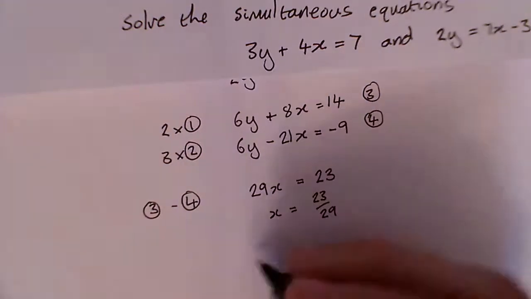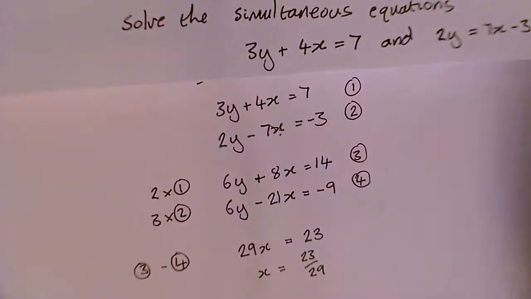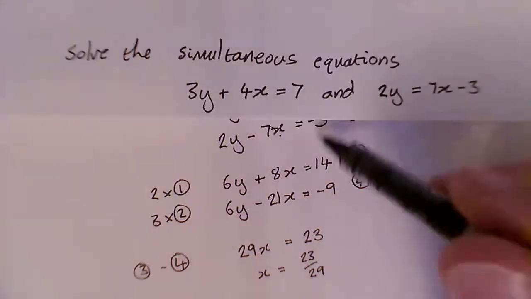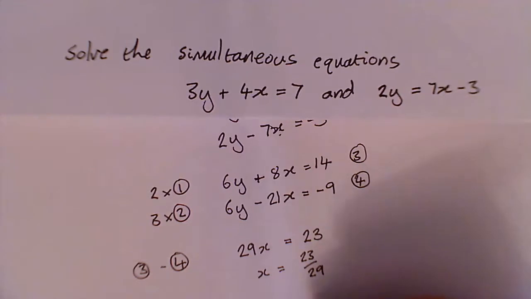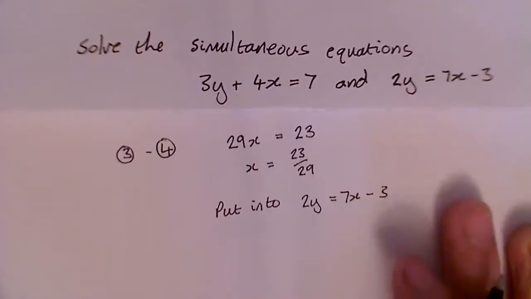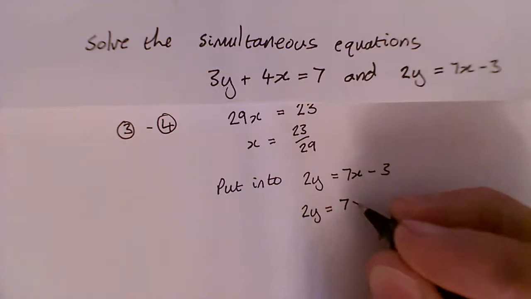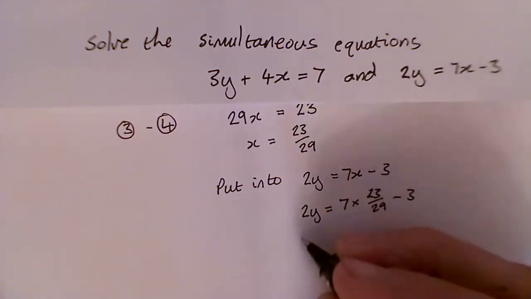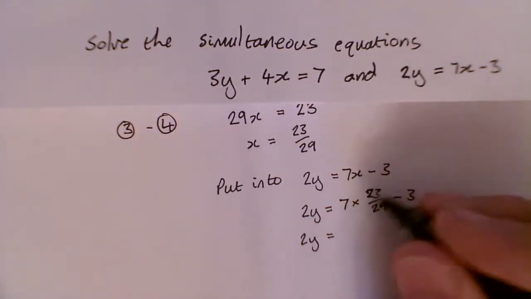Now we can put that in. Actually, if we look back up here, this equation is the easiest thing to put that into. You can pick any of your equations. I'm spotting that this one looks easiest because it's y in terms of x. So put that into 2y equals 7x minus 3. I'm just stating which equation I'm putting it into so I can follow what I'm doing. So 2y equals 7 times 23 over 29, take away 3. Now I've got to do a bit of annoying multiplying here.